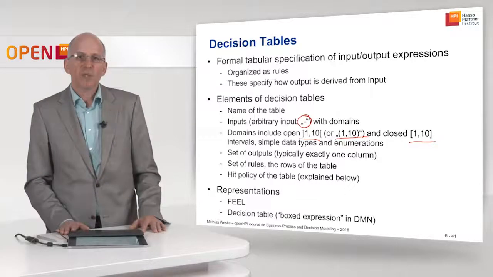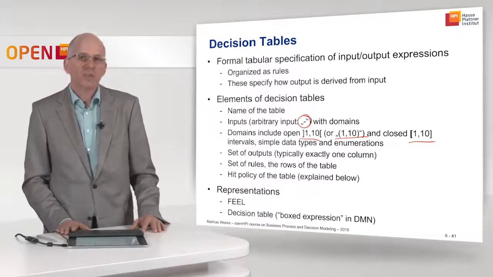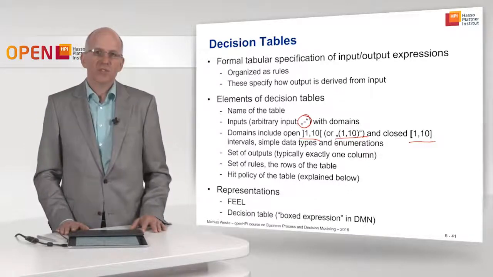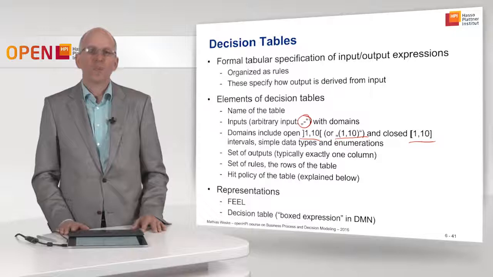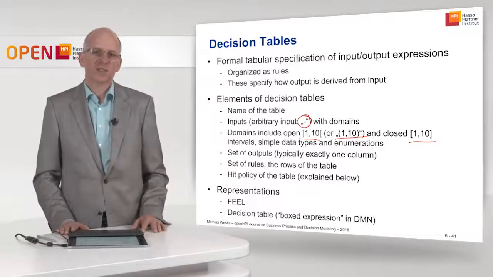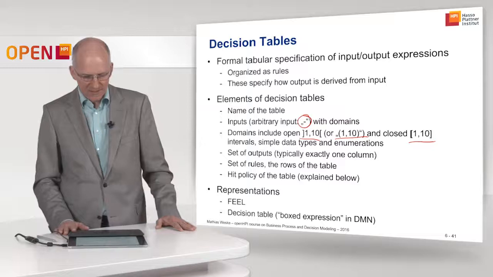Decision tables can be represented either in the FEEL language, which is some kind of internal serialization format, but it can also be represented in a graphical way as a decision table. These graphical representations of FEEL are called boxed expressions in DMN because it looks like a box, and the information is inside of this box.